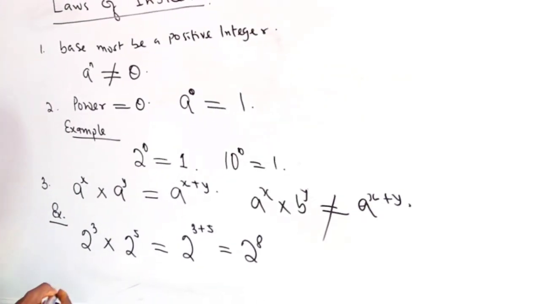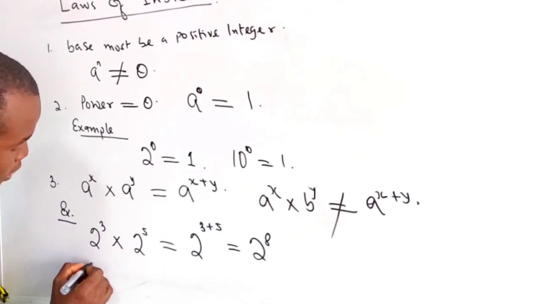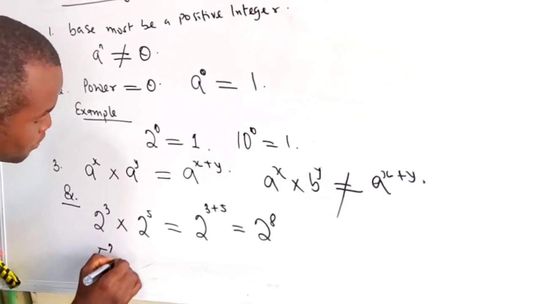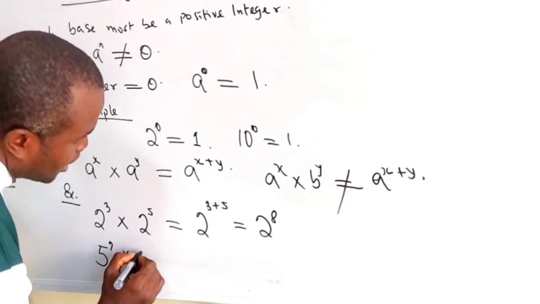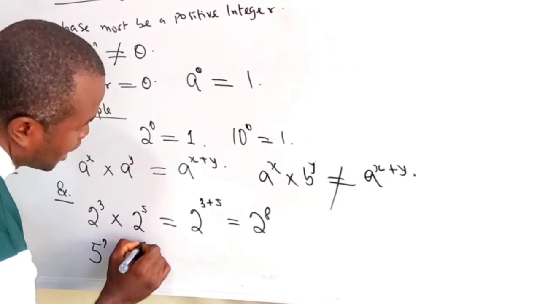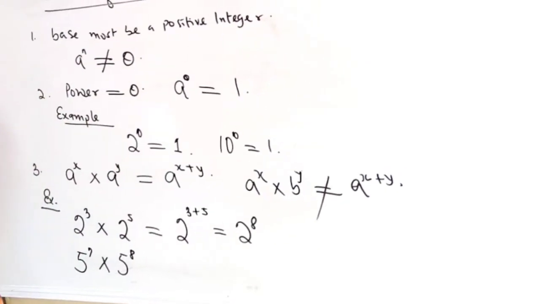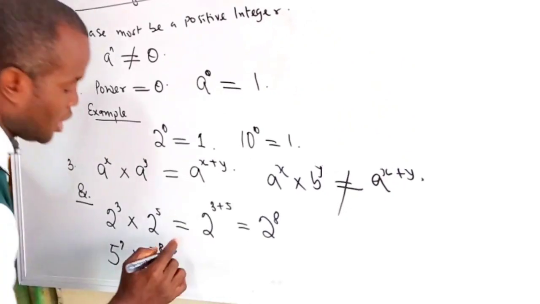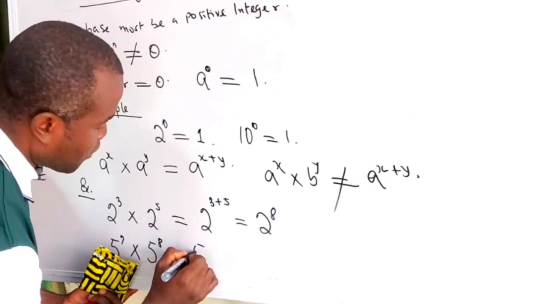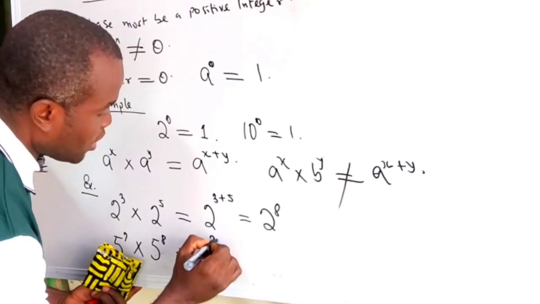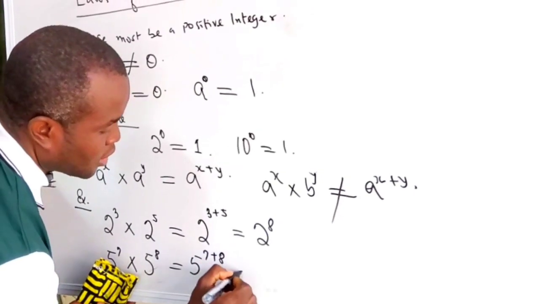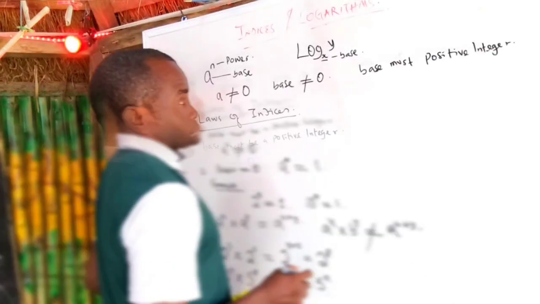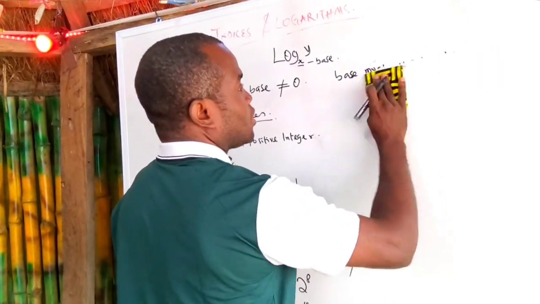So let's take another example. What if you have 5 raised to power 7 multiplied by 5 raised to power 8? Note something. The base must be the same thing. Please take note of that. It's equals to 5 raised to power 7 plus 8, which simply means that this is 5 raised to power 15. So let's take another law.